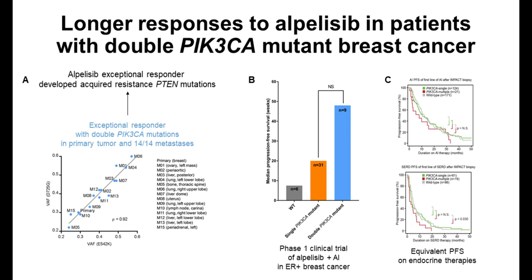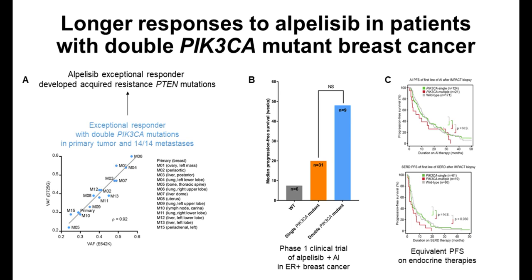Now, this correlation between double PIK3CA mutations and an improved response was also echoed in a recent phase 1 clinical trial, shown in panel B, that our group published in Nature Cancer this year. This was a trial that tested alpelisib in combination with an aromatase inhibitor, another standard endocrine therapy in ER-positive breast cancer. And what we found were two interesting findings.